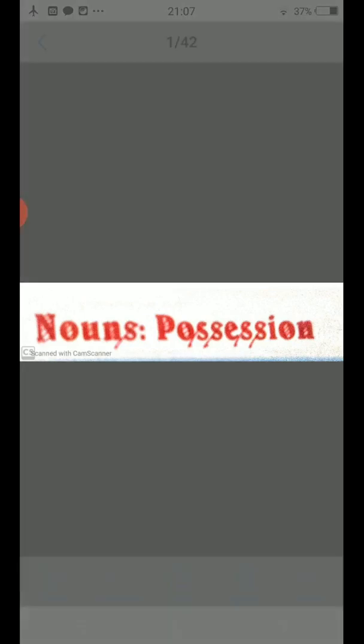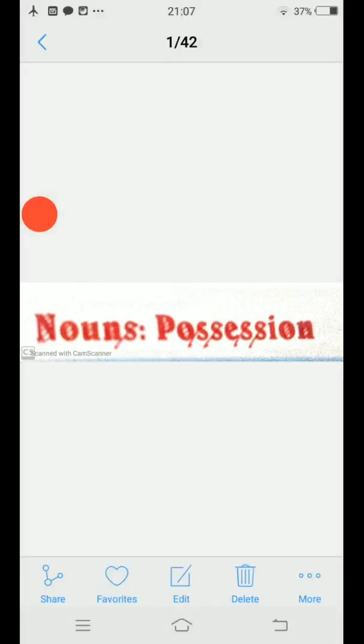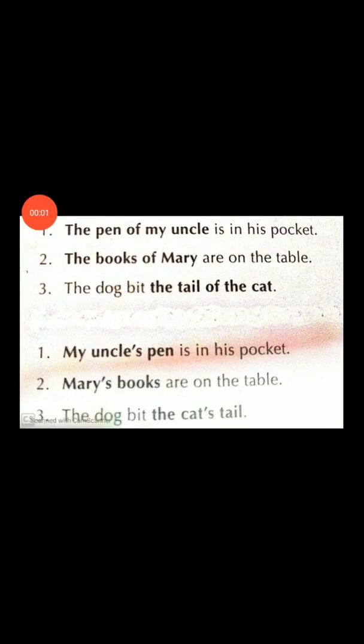Students, today we'll be learning the formation of possessive nouns. What do you mean by the word possession, first of all? How many of you know it? Good. The word possession means something that you have or you own, or you can say the state of having or owning something. In simple words, we can say something that belongs to you. Okay? I hope the meaning of the word possession is clear to you all.